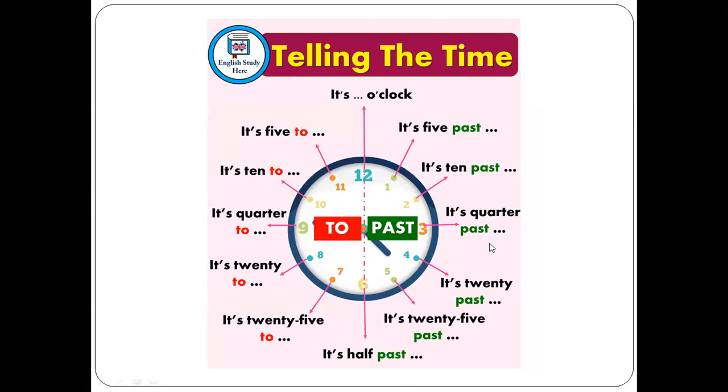So to tell the time, we have that from the number 12 to the number 6, we'll be using the word past. And from this side of the clock, we'll be using to. In Spanish, this means para.